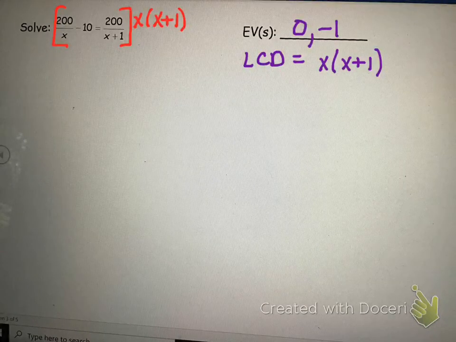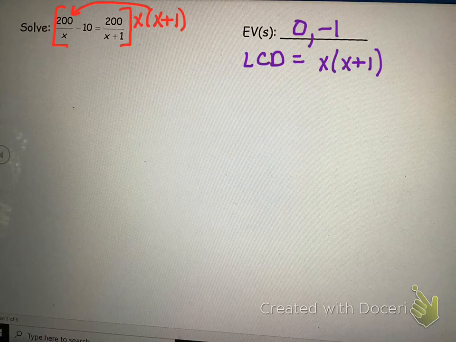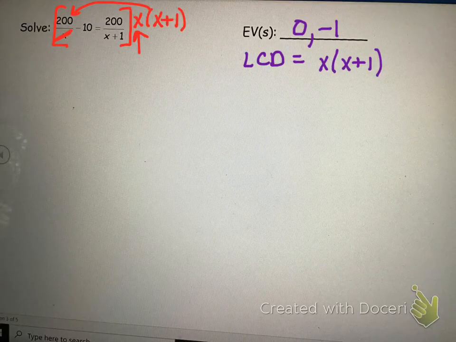So when I take that LCD and distribute to the first part of my equation, what happens is the x in the denominator would cancel with this x right here. And so what would be left would be the 200 and the x plus 1.